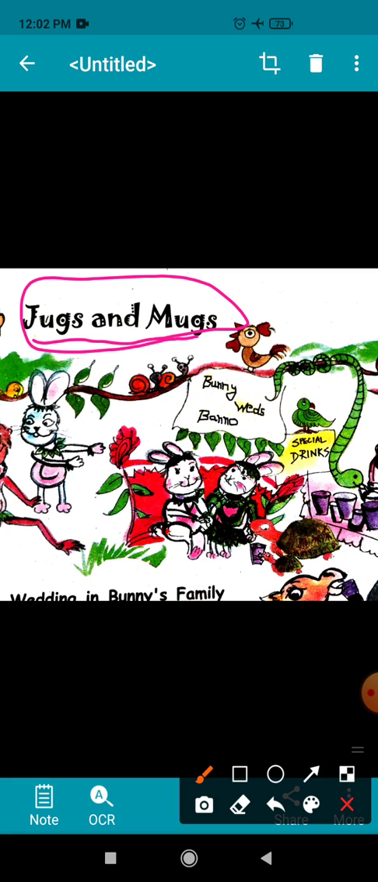Children, you all must have seen these jugs and mugs at your home. And if I ask for which purpose these two containers are used, definitely your answer will be we keep water in this jug and mug. Children, my second question is which container holds more water? Then definitely your answer will be jug. Jug holds more water than the mug.